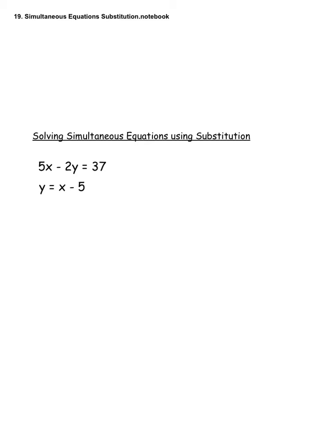Okay, here's a second example. In this example, y is equal to x minus 5. So we're going to substitute in x minus 5 everywhere we see y. So this first equation becomes 5x take away 2 times (x minus 5) is equal to 37.